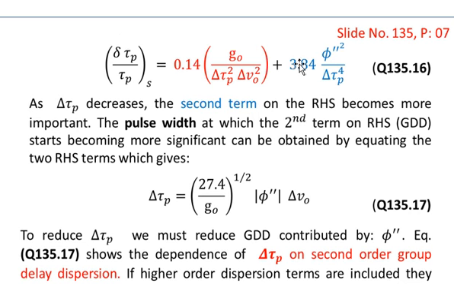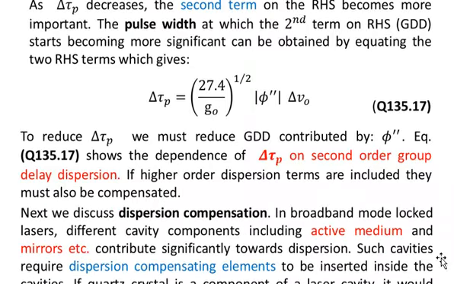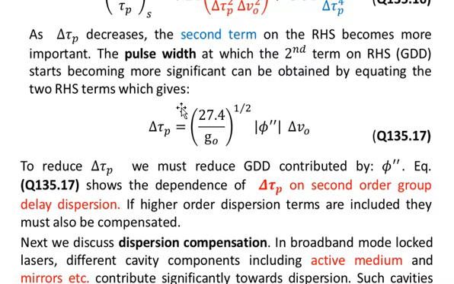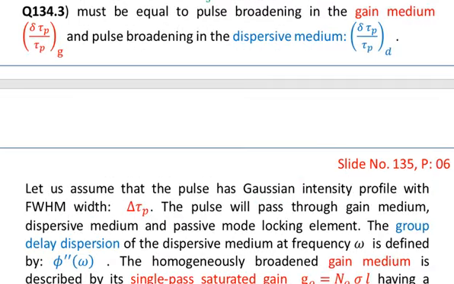Under that condition, if you equate these two terms, you will get Δτp equal to 27.4 divided by G0 raised to the power 1/2, and then the modulus of φ'' multiplied by Δν0, as shown in equation number 17. So this Δτp is the pulse width at which the second term on the right hand side, that is the group delay dispersion, starts becoming more significant. You see that this Δτp is a very important time, which we have calculated under the condition that the two terms will cancel out each other.